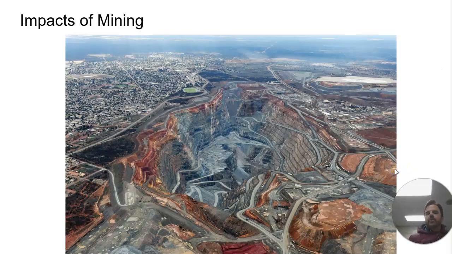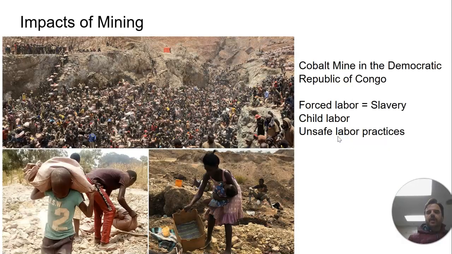This is kind of a dramatic view of the impacts of mining. I believe this is a copper mine, but you can see how that has really changed the surface of the earth. And assuming it's probably changed the habitat of a lot of wildlife. So those are some impacts that have to be considered.